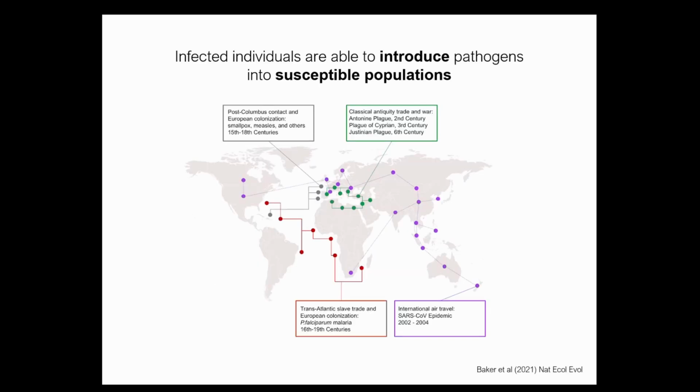So to start with the mobility bit, infected individuals are able to introduce pathogens into susceptible populations. And this has been happening as long as people were coughing on one another and going places in the world. This is a paper that was done a number of years ago that looks at some historic outbreaks of the plague, all the way back to the 2nd century, mapping where those cases were found and the routes between them.